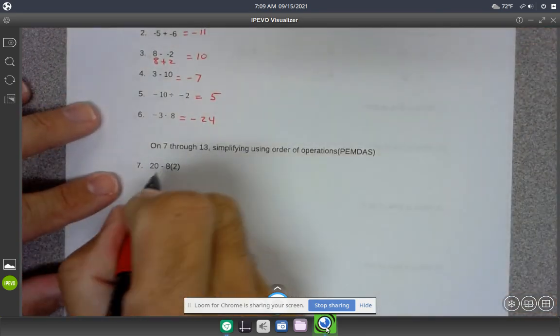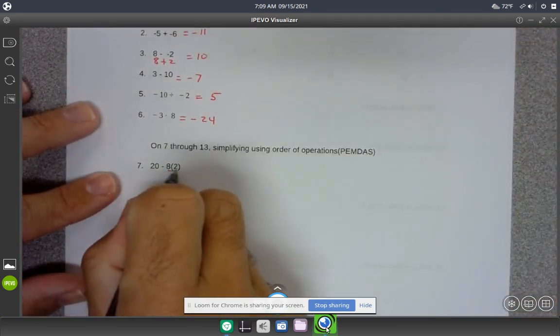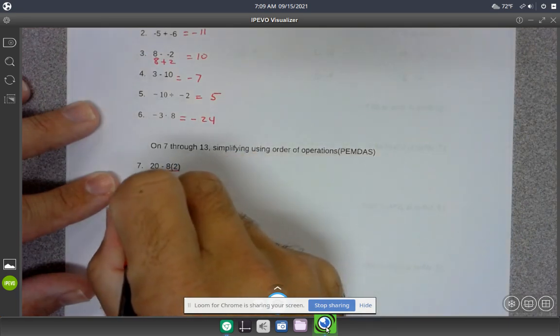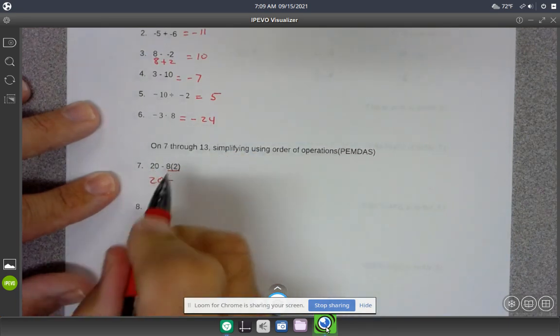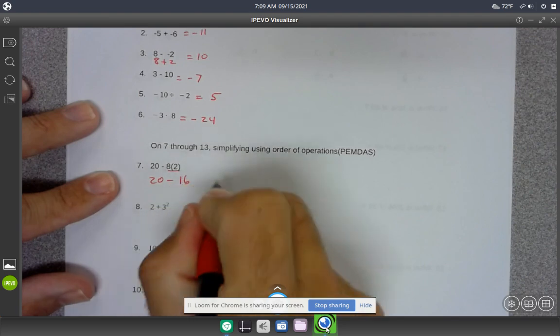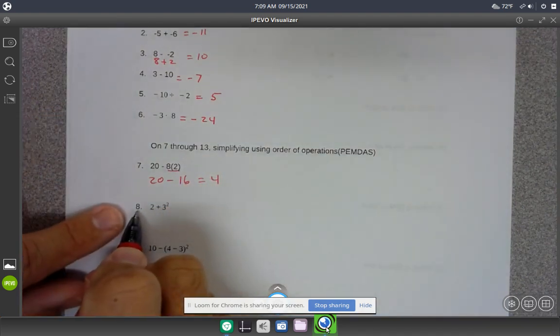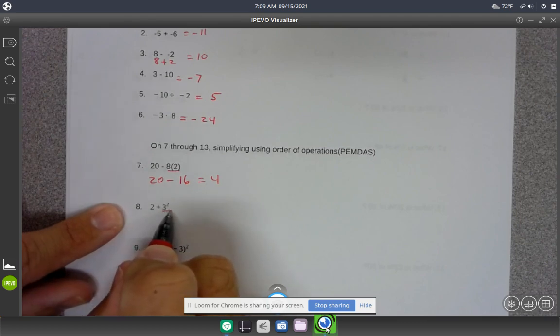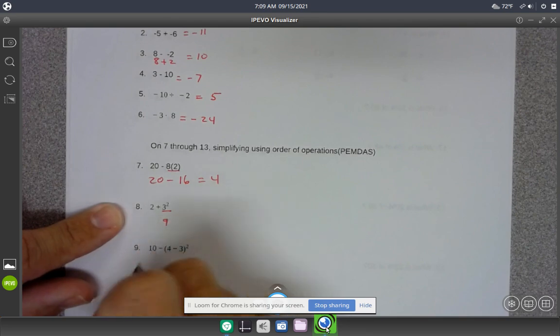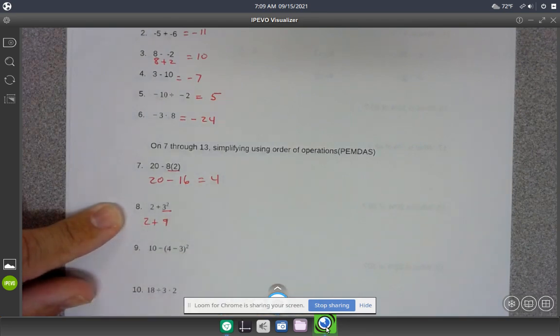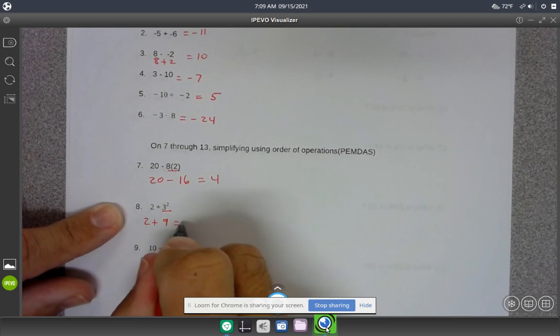Number 7. All right, we got to do the multiplication first. So it's going to be 20 minus 8 times 2 is 16. That's equal to 4. Number 8, we got to do the exponents first. 3 to the second power is equal to 9. So we have 2 plus 9. That's equal to 11.